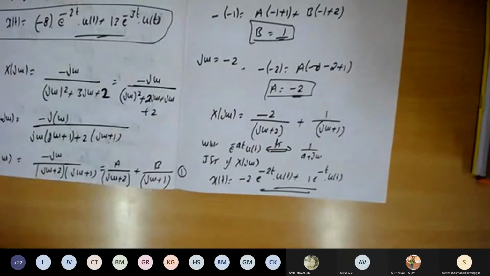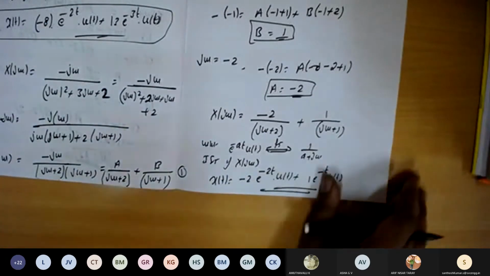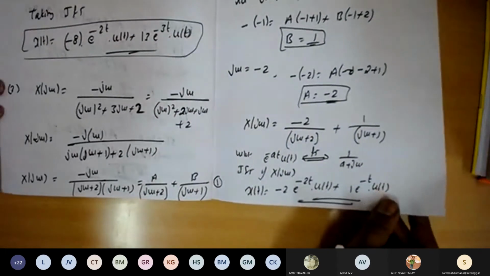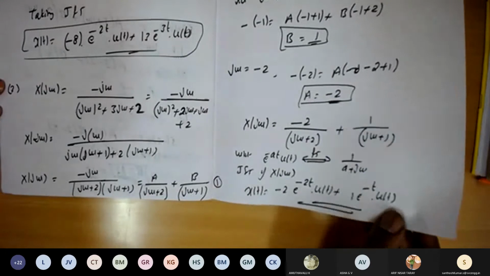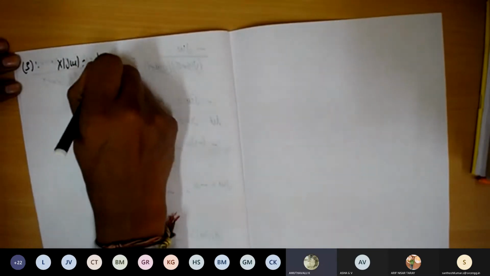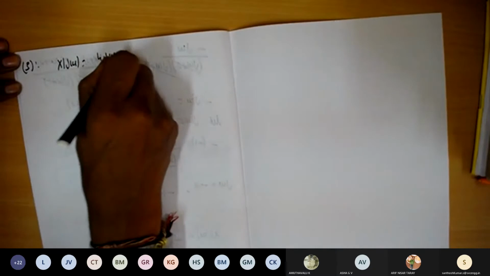Any doubts? Then we'll take the next problem. Any doubts in finding the partial fraction expansion and finding the inverse Fourier transform? Any doubts in these problems? Okay, so let us take the next problem.